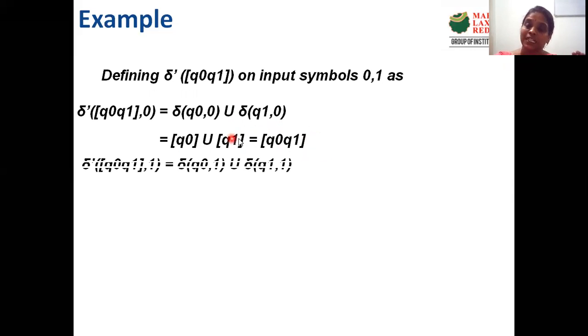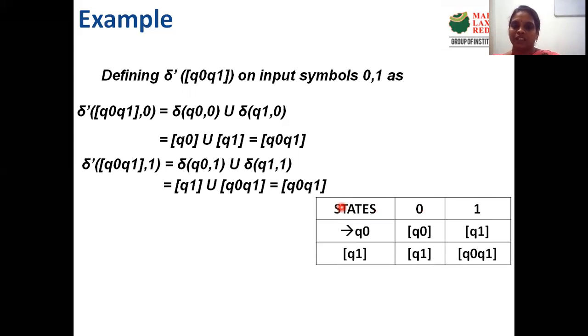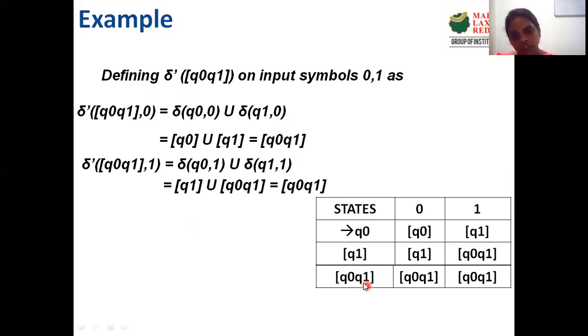And now constructing delta prime of Q naught Q1 on 1, it is delta of Q naught on 1 union delta of Q1 on 1, where delta of Q naught on 1 is Q1 and Q1 on 1 is Q naught Q1. So that becomes Q naught Q1 Q naught Q1. Eliminating the repeated Q1 here, it becomes Q naught Q1. And finally the transition table here is: Q naught on 0 is Q naught and Q naught on 1 is Q1. Q1 on 0 is Q1 and Q1 on 1 is Q naught Q1.